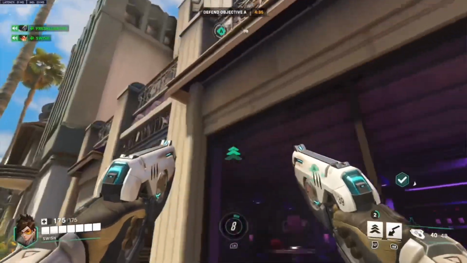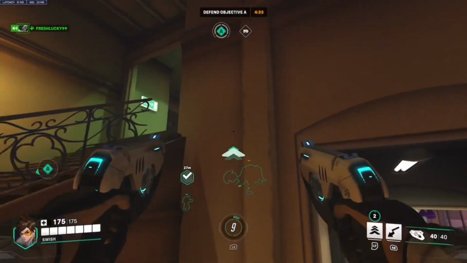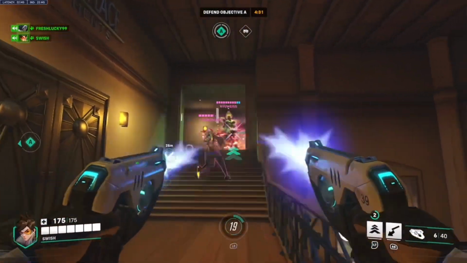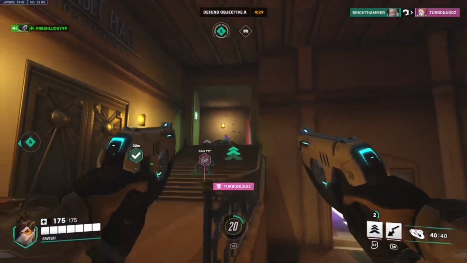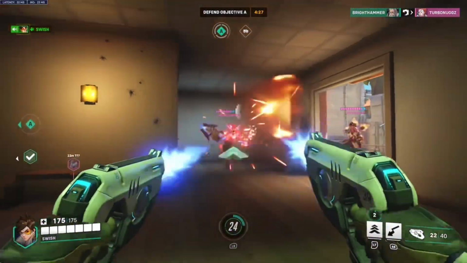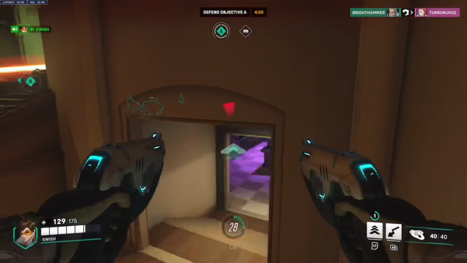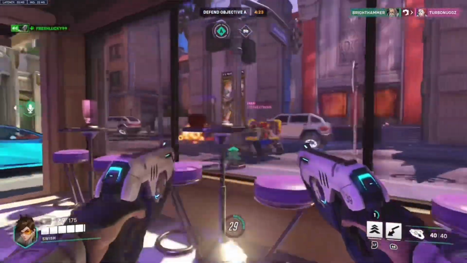The next setting is aim assist strength. This setting controls how strong your aim assist is. You should have this at 100 because you obviously want aim assist as strong as possible. Even on heroes like Genji, you should still use 100.